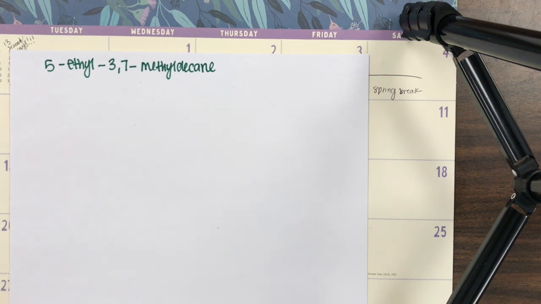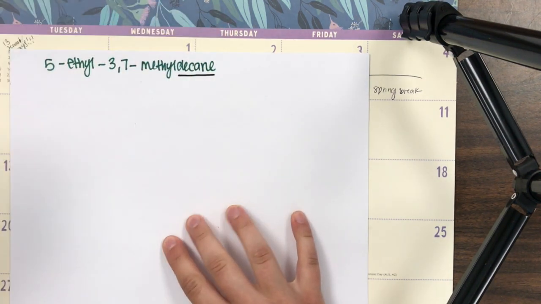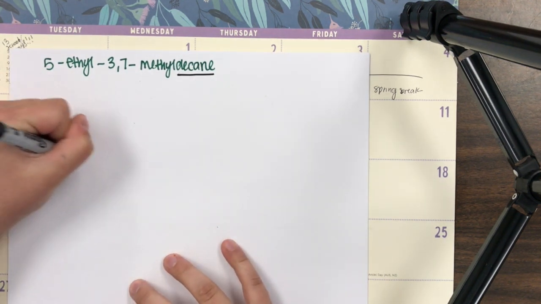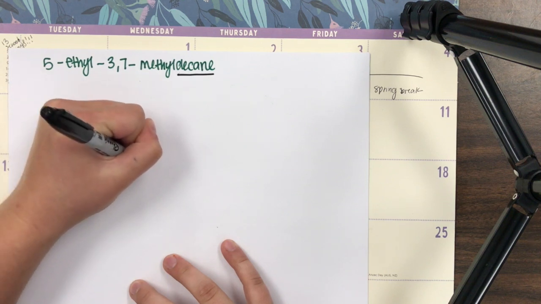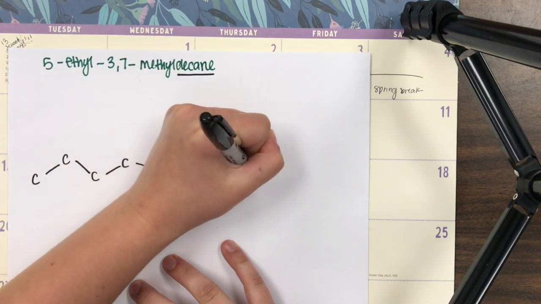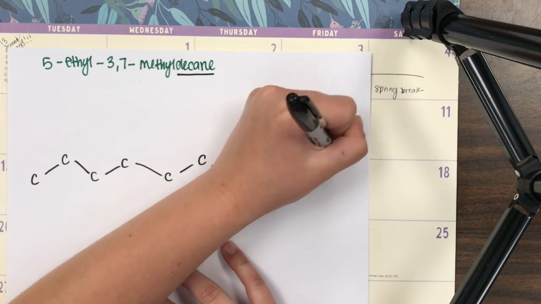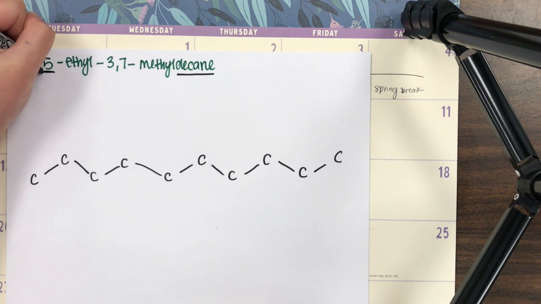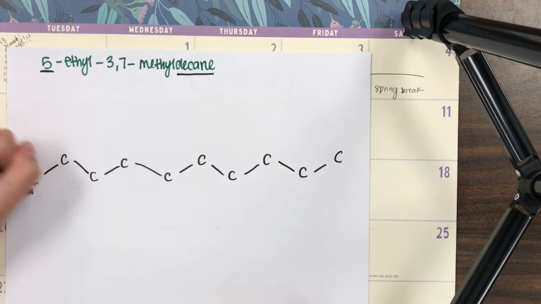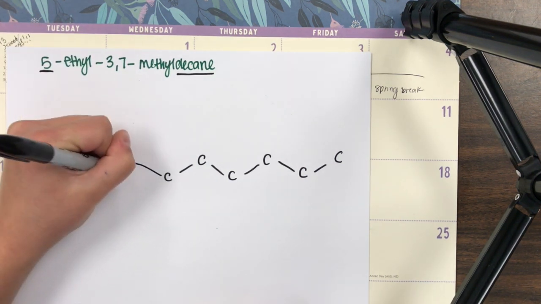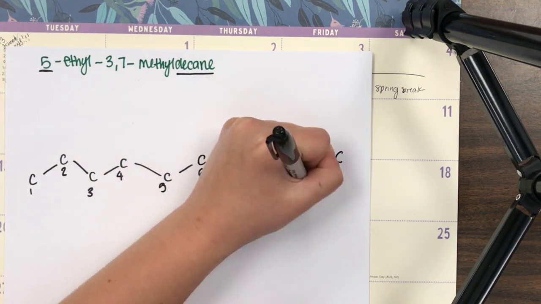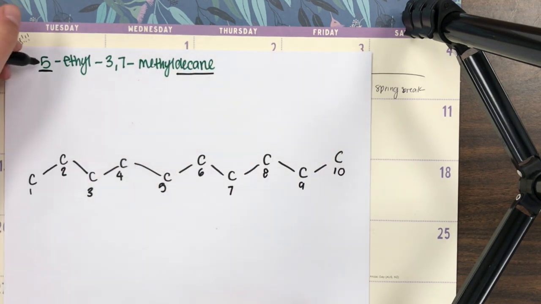The first thing I would do, working backwards, is identify my parent chain. If it's decane, I know there are going to be 10 carbons in the parent chain. So I'm going to go ahead and draw that. 1, 2, 3, 4, 5, 6, 7, 8, 9, 10 carbons in my parent chain. I also know that attached to the 5th carbon in the chain, and I can go ahead and number this either way when I'm doing this, because I haven't attached any groups yet, so it doesn't matter. On the 5th carbon in this chain, there should be an ethyl group attached to it.